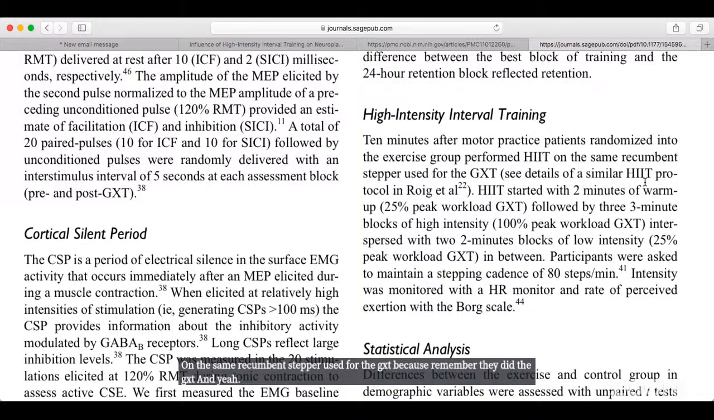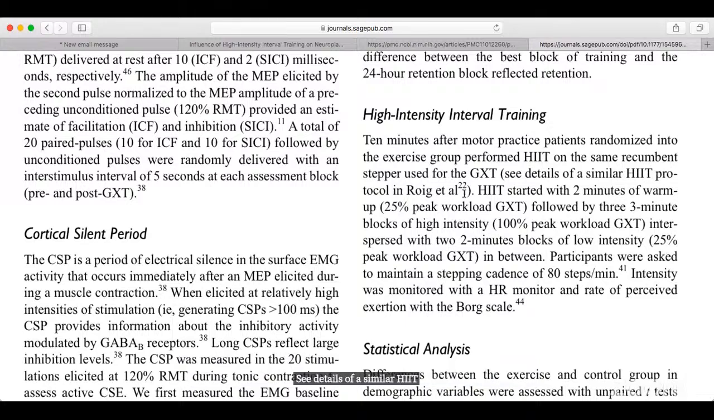See details of a similar HIIT protocol in Roig et al. They are now referring us to another paper. It takes patience to learn these procedures before you go back to your patient. This is also relevant if someone is going to interview me about evidence-based practice. I say, papers not giving the protocol directly and referring you to another paper can be frustrating, but it's worth it, because by the time I learn this procedure, my patients will be benefiting from it.